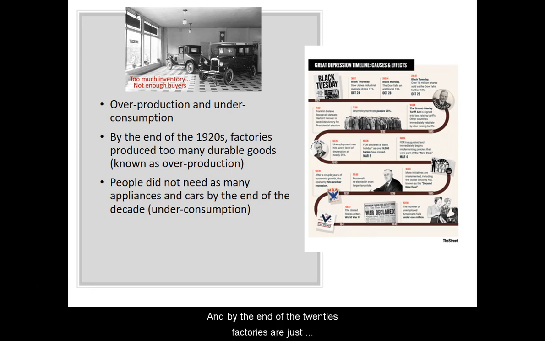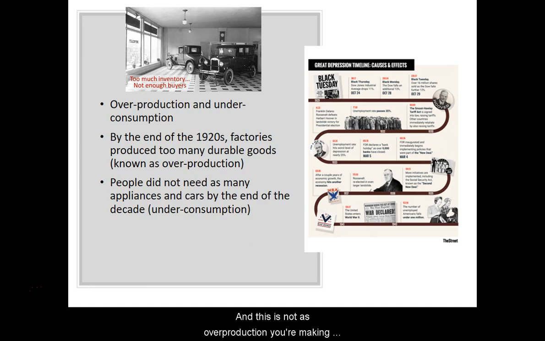And by the end of the 20s, factories are just producing way too many durable goods. They're making things to last. The quality is really good. So if you buy a car in 1924, you're probably not going to need a new one for several years. Things were made to last. So people aren't having to go out and buy a new car every 5 years, or new appliances every 6 or 7 years.